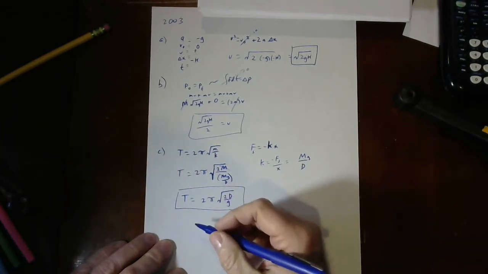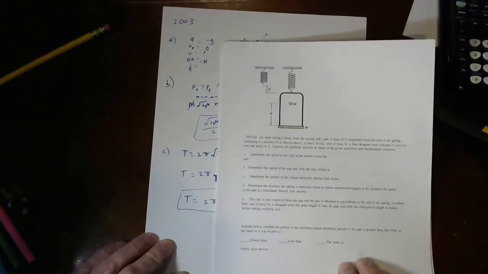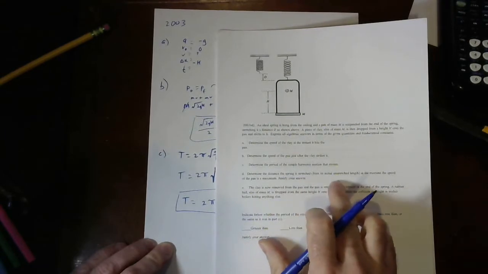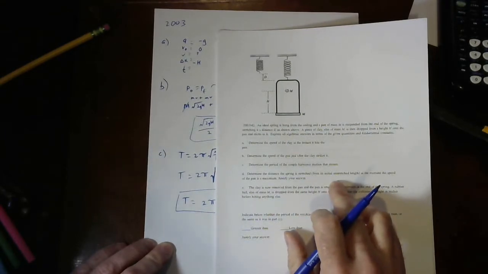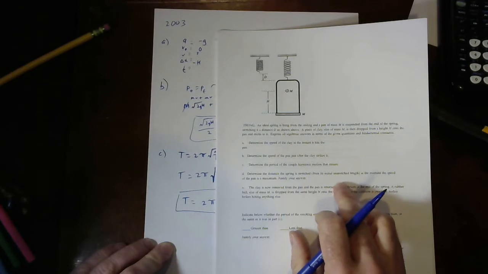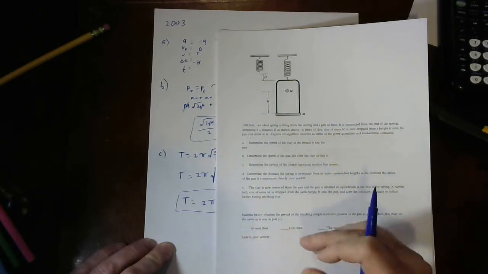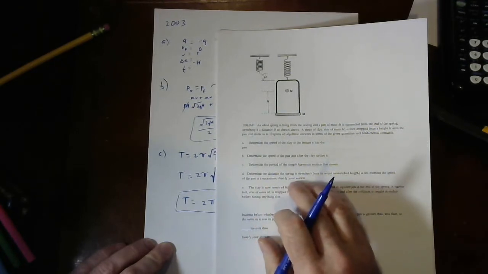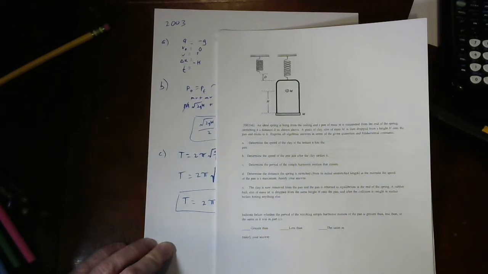So now we're going to go on to part D. Part D says, can you find the distance the spring is stretched from its initial unstretched length at the moment that the speed of the pan is maximum? Okay, and then justify your answer.